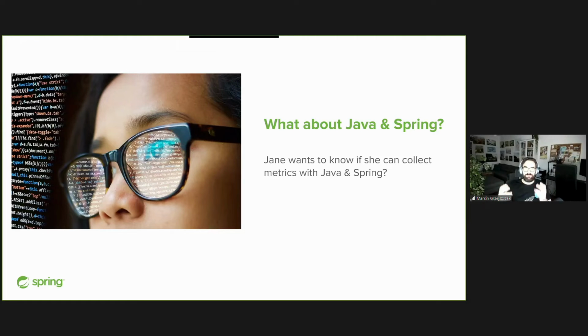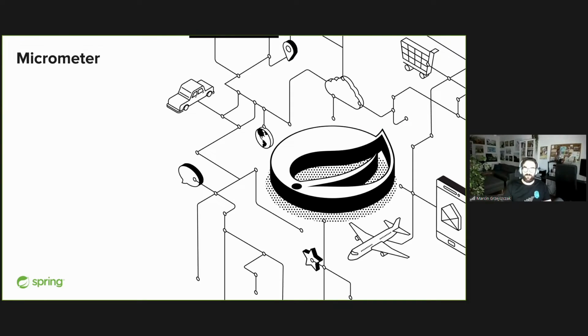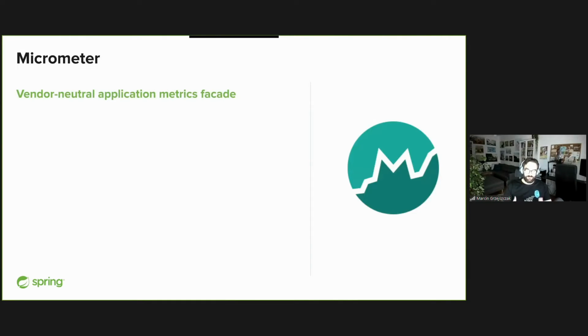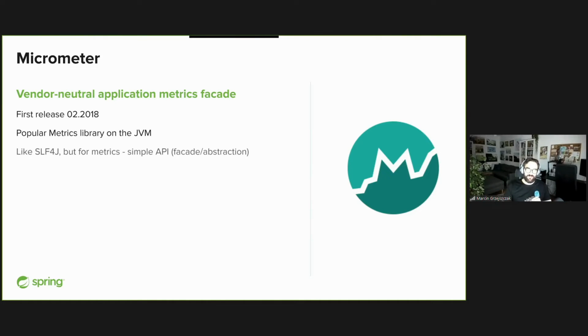So what about metrics? What is out there for Java and Spring? And the answer to that is Project Micrometer. What Micrometer gives you is a vendor-neutral application metrics facade. The first release happened in February 2018, and it's an extremely popular metrics library for the JVM. The slogan that we think describes it the best is what Micrometer presents on the website. It's like SLF4J, but for metrics. So you have a simple API, facade, a certain abstraction that abstracts the popular metric backends.